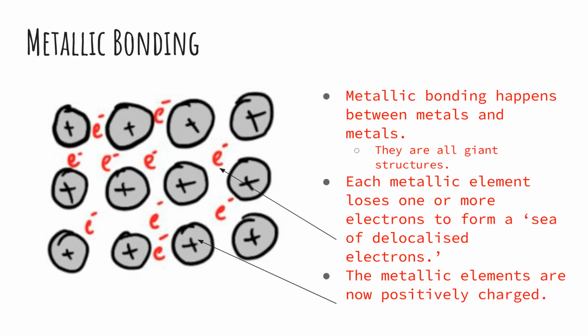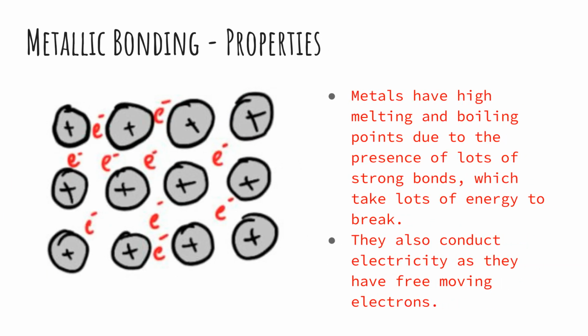Metallic bonding occurs between metals, forming giant structures. Each metallic element loses electrons to create a "sea" of delocalized electrons, leaving the metallic elements positively charged. Metallic bonding results in high melting and boiling points due to strong bonds. Metals also conduct electricity because of free-moving electrons.